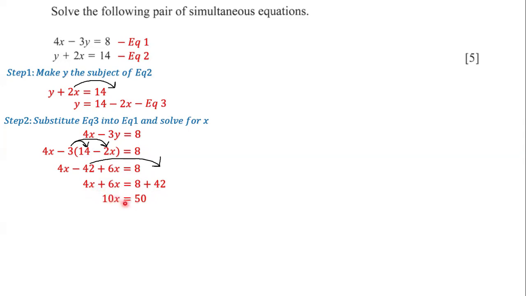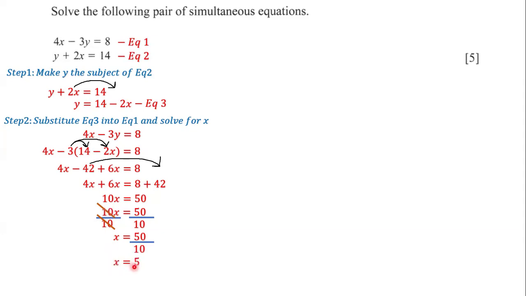What we're going to do here is divide both sides by 10, because 10 is the coefficient of x. We cancel this 10 with that 10, and we get that x is equal to 50 divided by 10. And so that means that x is equal to 5.